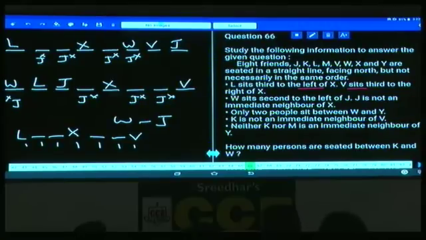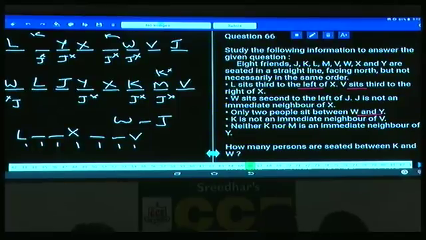As W is here, Y will be here. 2 people between W and Y, exactly 2 people. And K is not an immediate neighbor of V. As K is not an immediate neighbor of V, K cannot be at this place, hence K will be here. If K is here, then who is the person left over? M will be here. And K is not an immediate neighbor of V, isn't it? Hence, K can be either at this place or this place in case number 1.